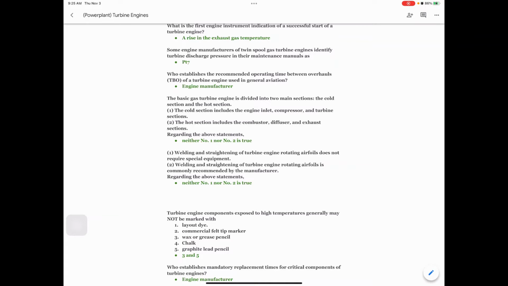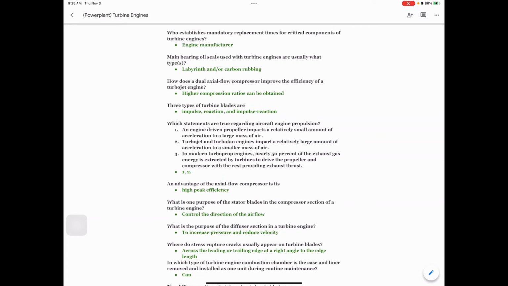Turbine engine components exposed to high temperatures generally may not be marked with layout dye, commercial felt tip marker, wax or grease pencil, chalk, graphite, lead pencil. 3 and 5. Who establishes mandatory replacement times for critical components of turbine engines? Engine manufacturer. Main bearing oil seals used with turbine engines are usually what types?